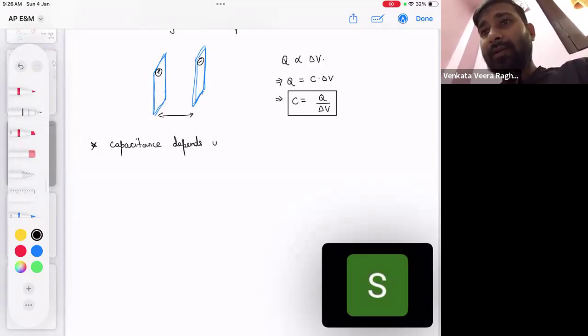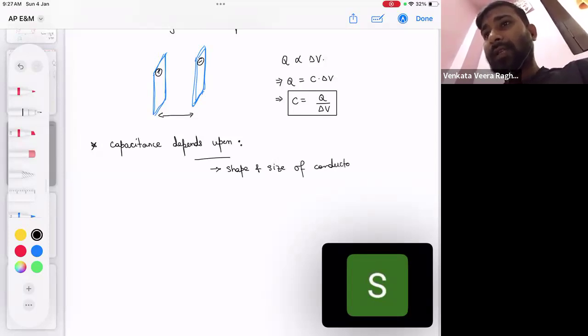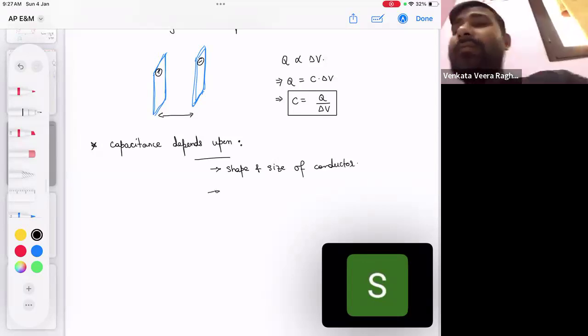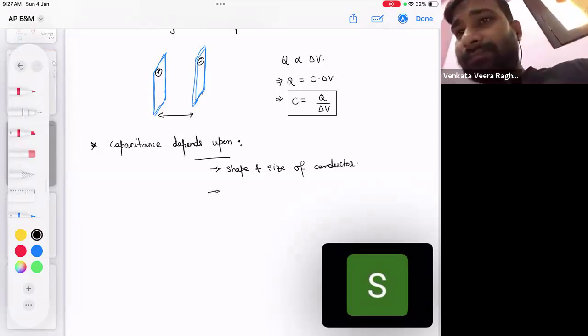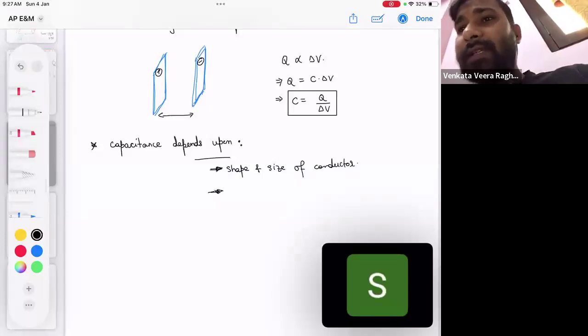Capacitance depends upon a few things. The first one is the shape and size of the conductor. Okay, shape and size of the conductor. That is the first thing. First thing clear? Shape and size of the conductor.